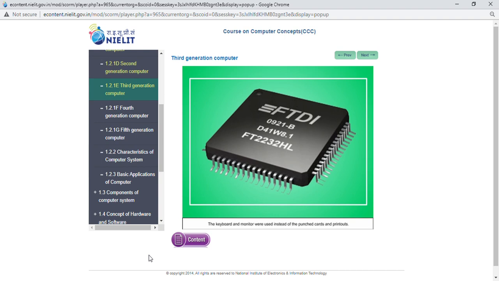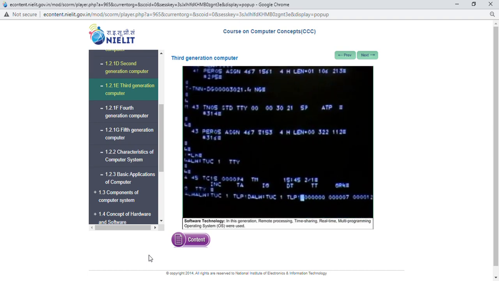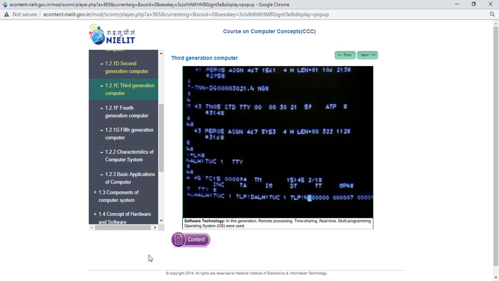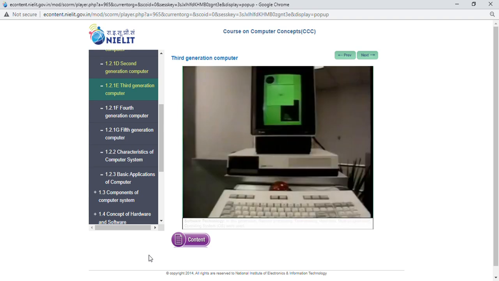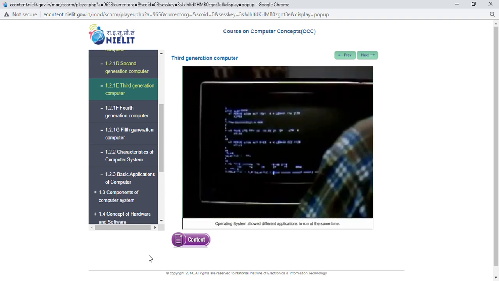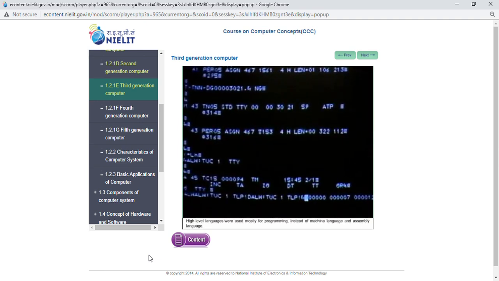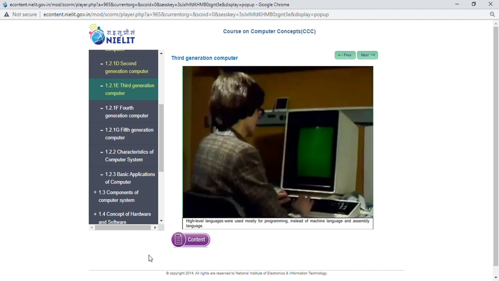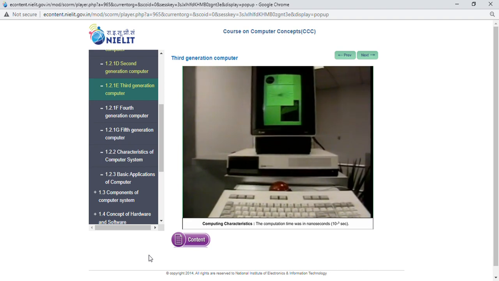The keyboard and monitor were used instead of the punched cards and printouts. Software technology. In this generation, remote processing, time sharing, real-time, multi-programming operating system OS were used. Operating system allowed different applications to run at the same time. High-level languages were used mostly for programming instead of machine language and assembly language. Computing characteristics. The computation time was in nanoseconds, that is 10⁻⁹ seconds.